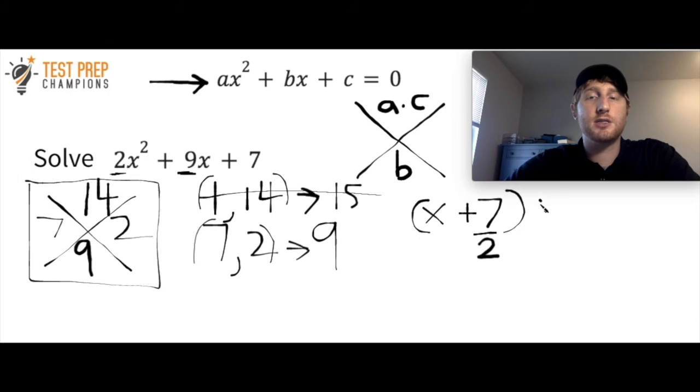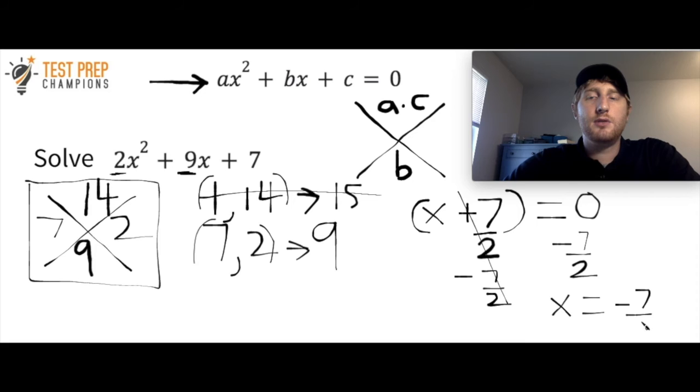We want to get x by itself because this is really equal to 0 here. And so what I would do, since it's x plus 7 over 2, I want to subtract 7 over 2 to cancel these out. And whatever I do to one side, I always have to do it to the other side. So 0 minus 7 over 2 is just negative 7 over 2. So one solution here is x equals negative 7 divided by 2. So that's one solution here.